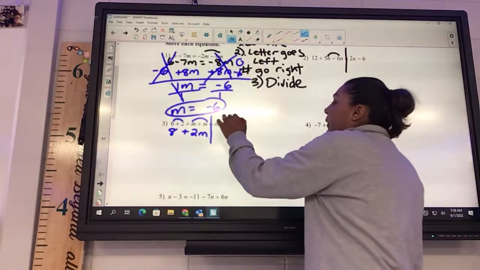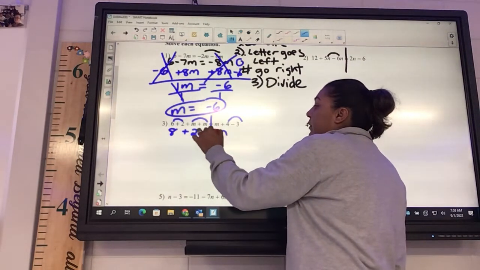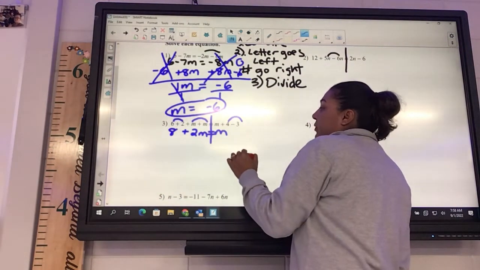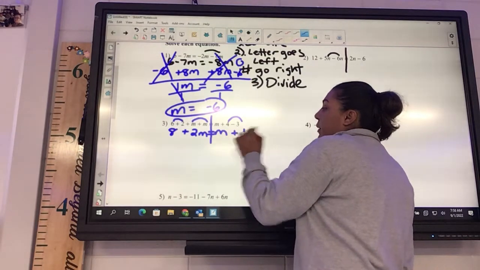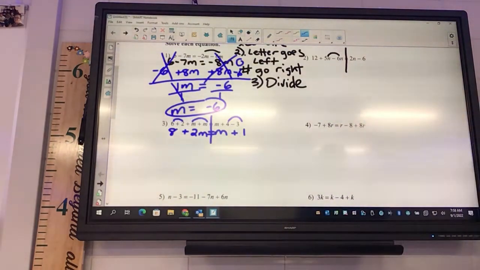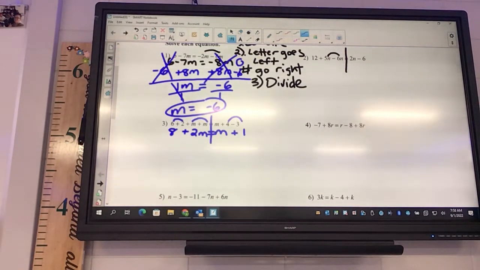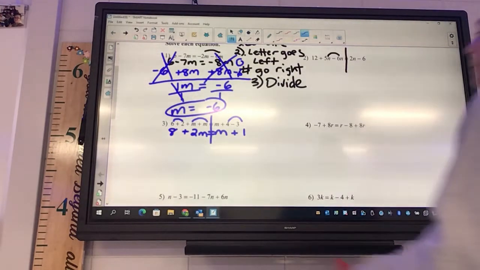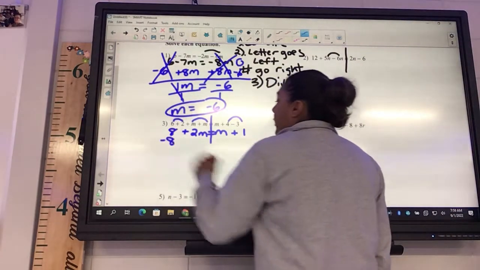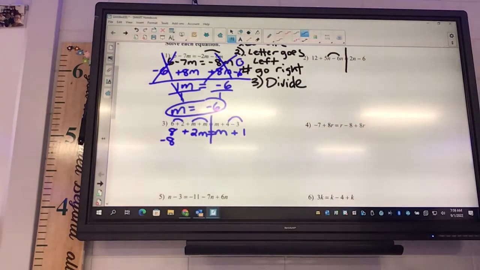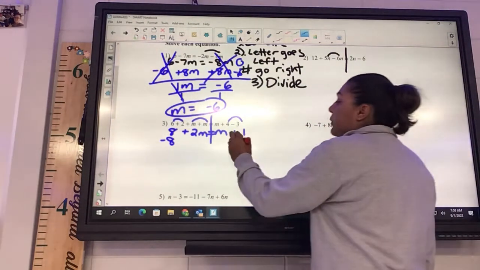4 and 3. Okay, so I have an m. There's an equals right here. 4 minus 3. It's going to be a +1. Okay, now we're gonna move our letters to the left and the numbers to the right. Is 8 a letter or a number? It's a number, so it needs moved. So we say -8. What does that go under? Under the 1. So we say -8.